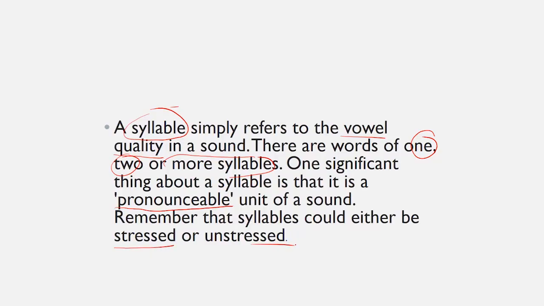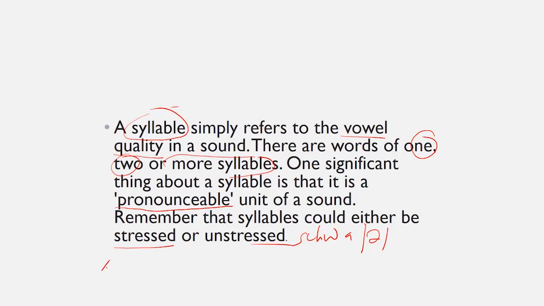Remember that syllables could either be stressed or unstressed. We have the unstressed syllable, which is what we technically call schwa, that I had talked about. It's written like this, schwa. Wherever it occurs, your voice must fall. Your voice must drop if it is unstressed. If it is stressed, your voice has to rise. That is why you find this symbol on the stressed level and this one on the unstressed syllable.